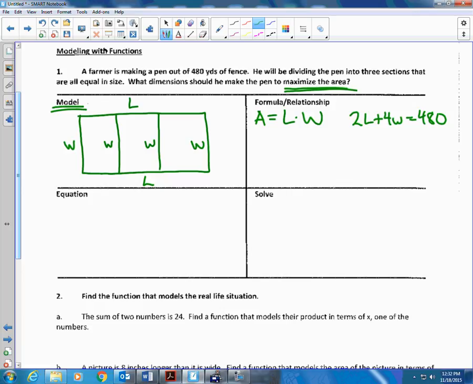So what I can do now is I want to solve for one of the variables. I want to write a function for area because my goal is to maximize area. In order to do that, I need one variable, not two. So I'm going to solve for L. 2L is equal to 480 minus 4W. Divide by 2, and we've got L is equal to 240 minus 2W. So I can take that and plug it in right there for L.